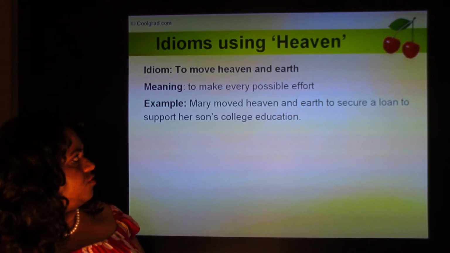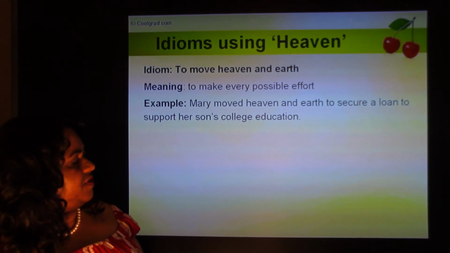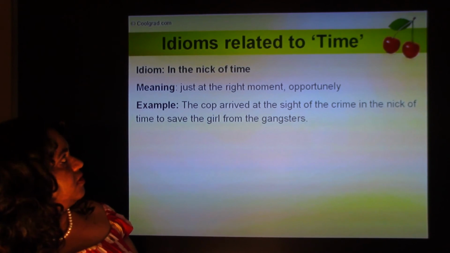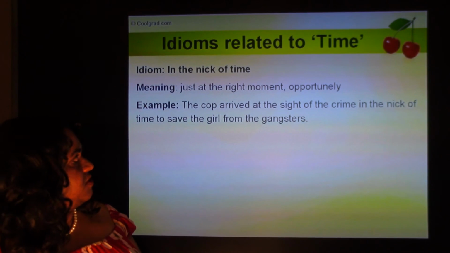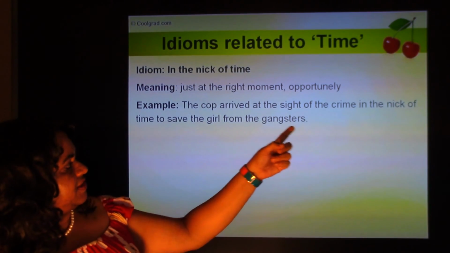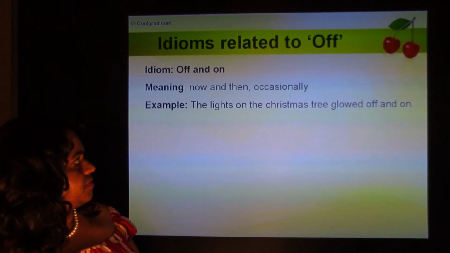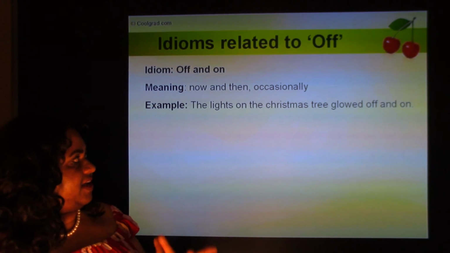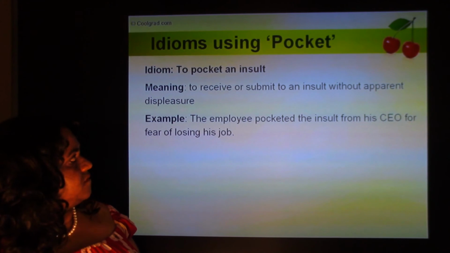Idioms using heaven. To move heaven and earth, to make every possible effort. Mary moved heaven and earth to secure a loan to support her son's college education. Idioms related to time. In the nick of time, just at the right moment or opportunely. The cop arrived at the site of the crime in the nick of time to save the girl from the gangsters. Off and on means now and then, occasionally. The lights on the Christmas tree glowed off and on.